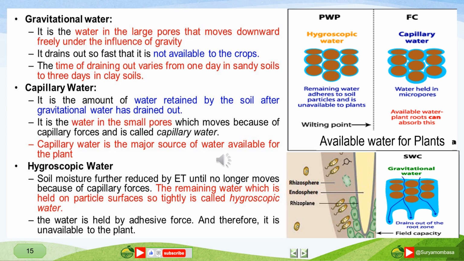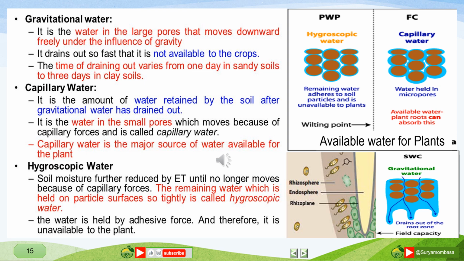Water moves through a soil in the large pores and drains away due to the force of gravity. This water is called gravitational water. Gravitational water represents the difference in soil moisture content between the saturation condition and field capacity. What do you mean by gravity water?